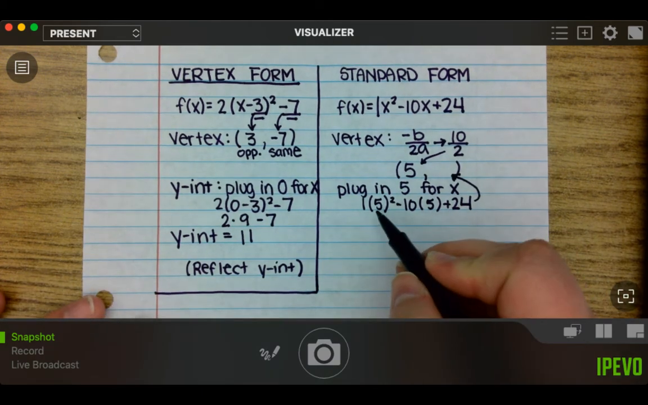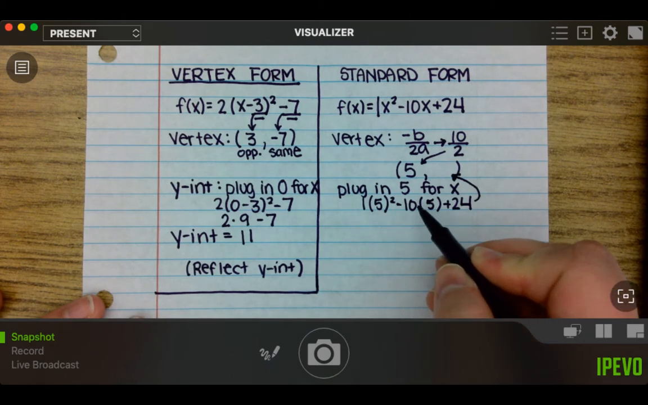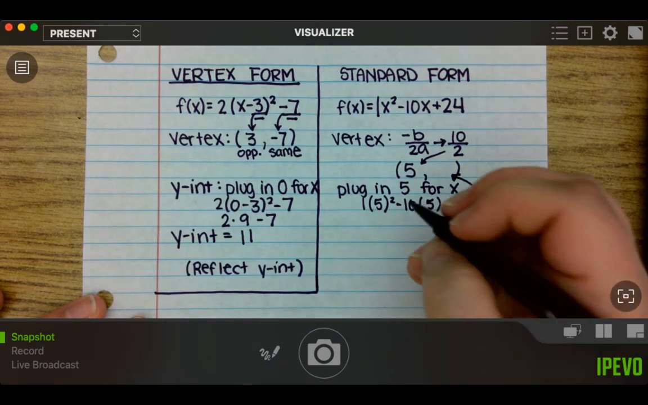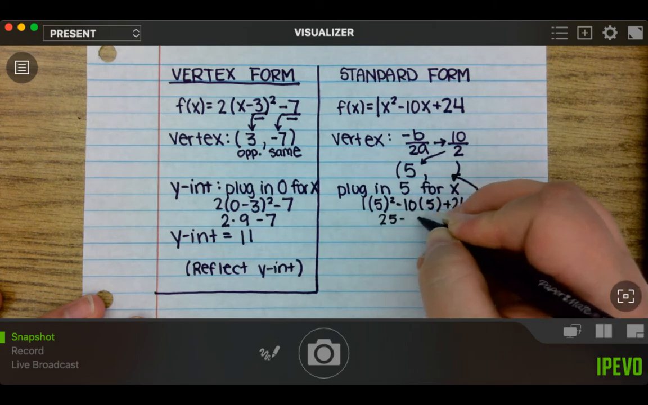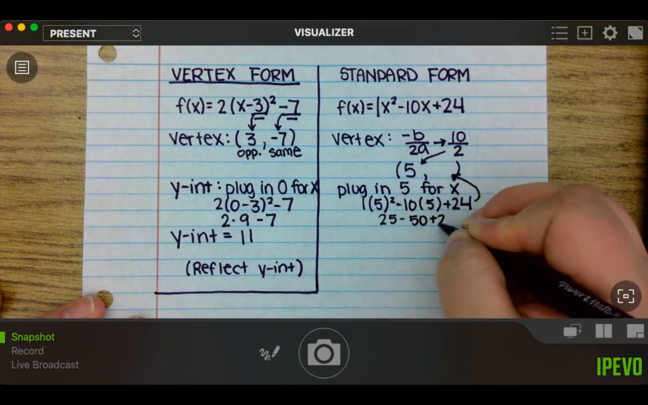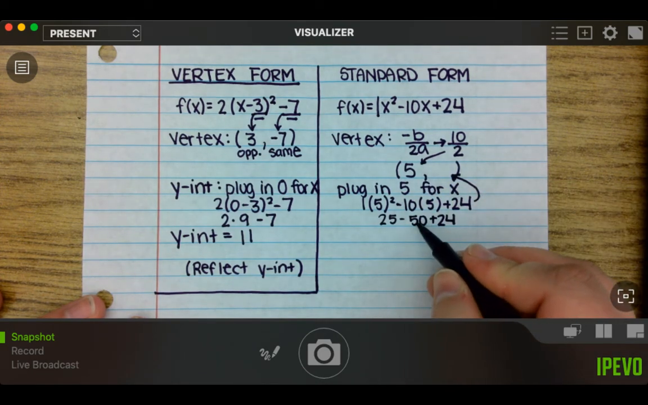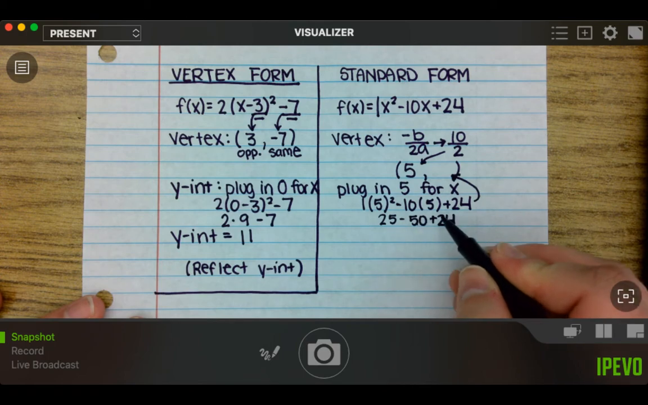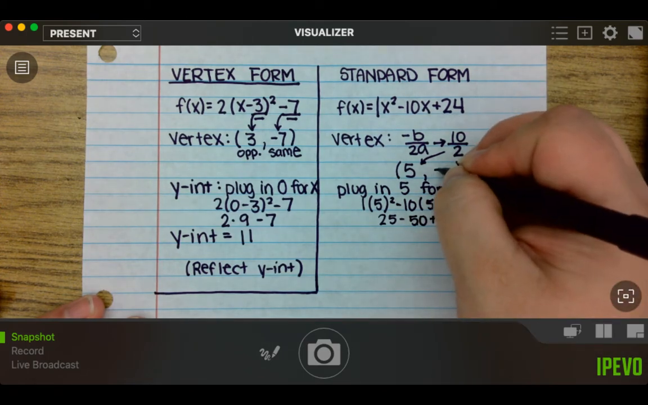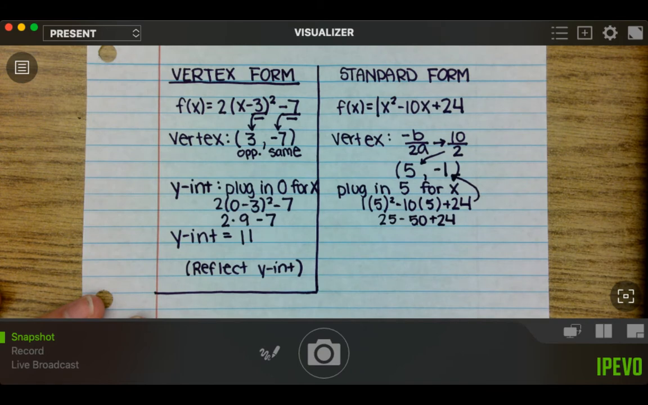Let's see, this is going to be 25 minus 50 plus 24. 25 minus 50 is negative 25, plus 24 is negative 1. And that is your vertex.